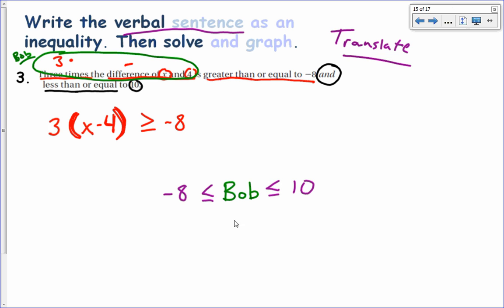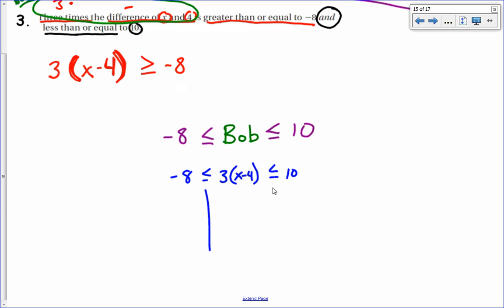Now I'm going to switch back and write this like for real. I don't want to use Bob anymore. I'm going to write 3 times x minus 4. That's less than or equal to 10. It's also greater than or equal to -8. At this point, I can go and solve it. I'll do this really fast. I could divide both sides by 3, but I'll just use the distributive property to make this 3x minus 12 is less than or equal to 10, greater than or equal to -8.